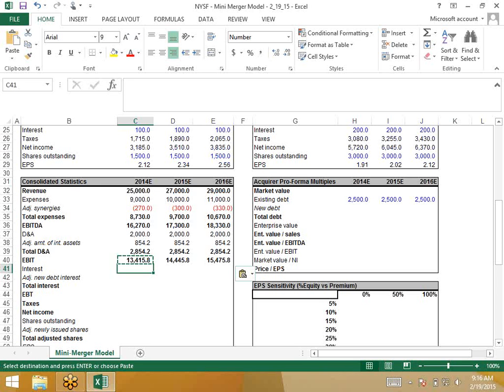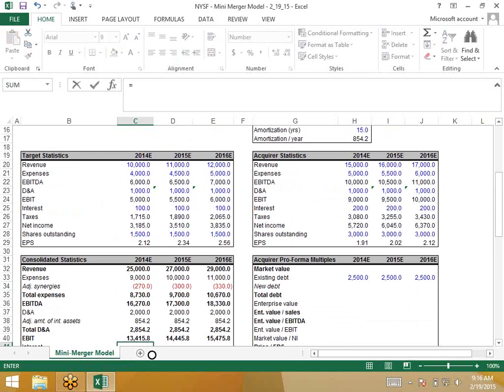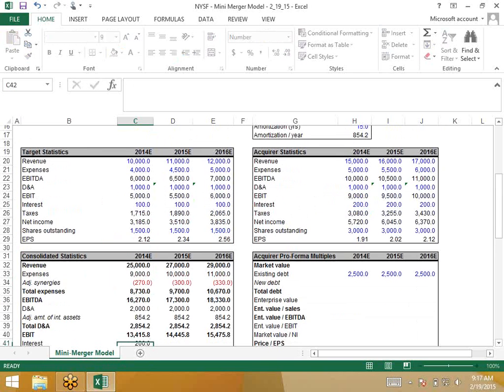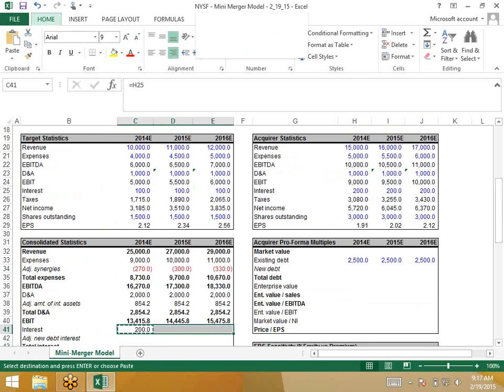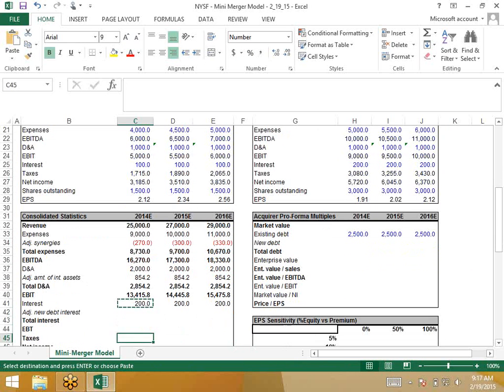Okay. So interest now, we mentioned before, the target debt has been paid, so target interest is gone. So we're just keeping the acquirer's interest as stated in their acquirer statistics. Acquirer interest only. Target debt has been paid, target interest is gone. Remember, we're adding together line by line everything except for items related to target debt and target interest. Target debt's gone. Yeah?